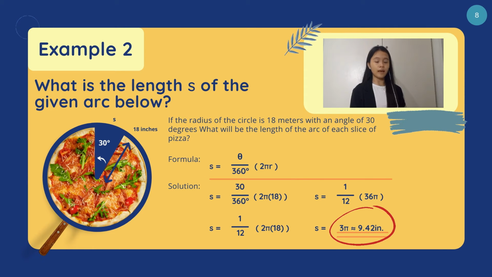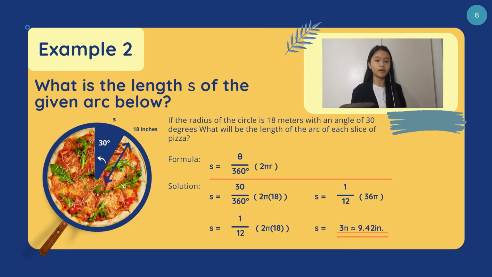Moving on to our second example, what is the length S of the given arc below? It states that if the radius of a circle is 18 meters and the measure of the arc is 30 degrees, what is the length of the arc? Let's use the degree formula again, which is length equals theta divided by 360 degrees multiplied by 2 pi r. Substitute theta with 30 degrees and r with 18 as stated in the problem.